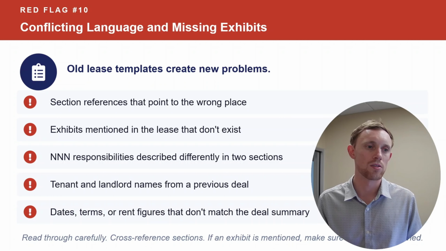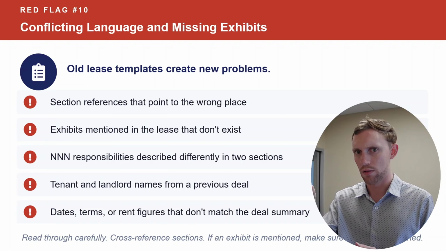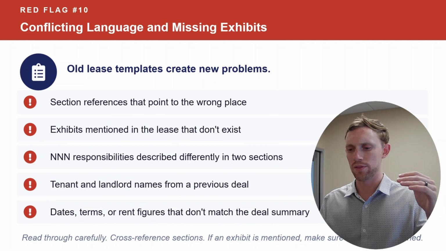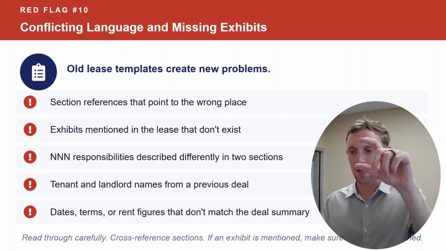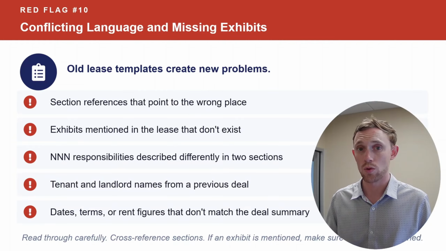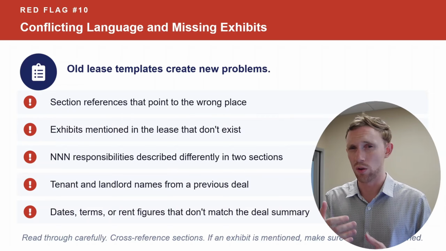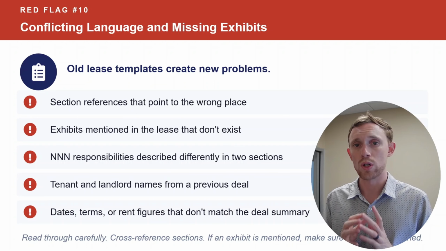So just make sure you're not running into section references that point to the wrong place, or exhibits that are mentioned, refer to exhibit A and there's no exhibit A. Watch for that. Make sure there's not conflicting language within the lease. So if triple net's described this way up here, but then in the additional rent it's described this way, just make sure it all makes sense. Make sure that the actual entities, the names of you and the landlord are accurate, the addresses are accurate. Make sure there's not old information in there, and make sure the dates, the terms, the rents, they all match up to what you agreed upon earlier. Just read through it carefully.